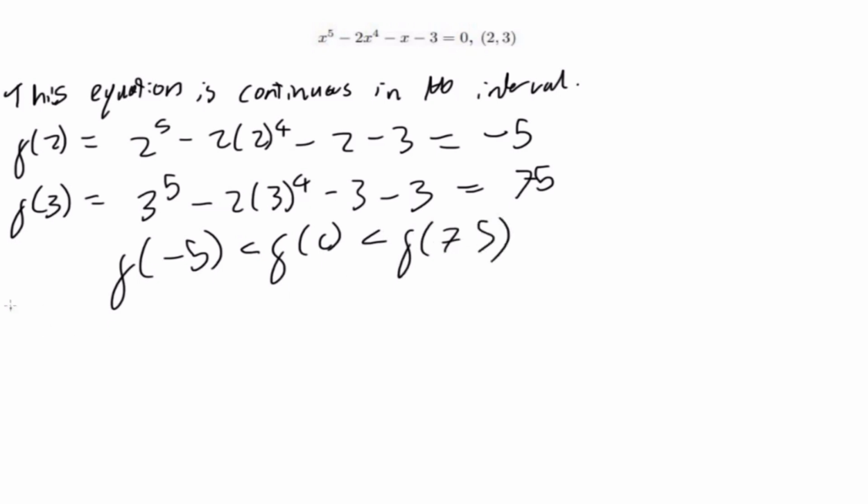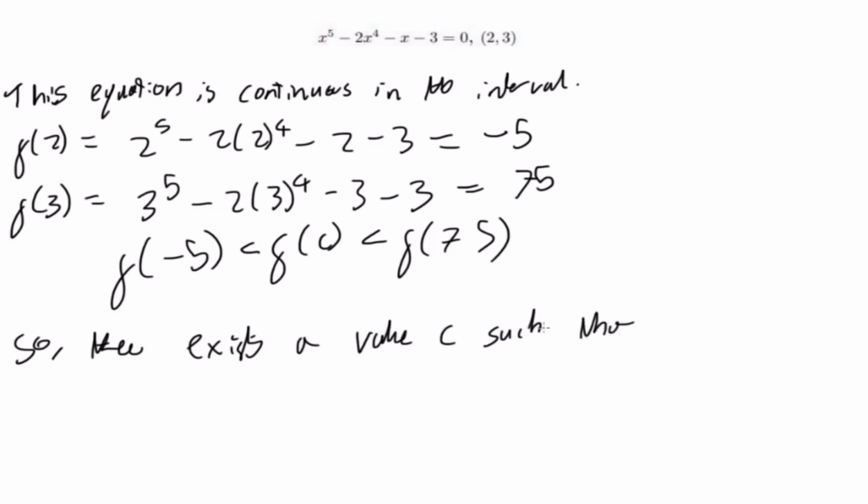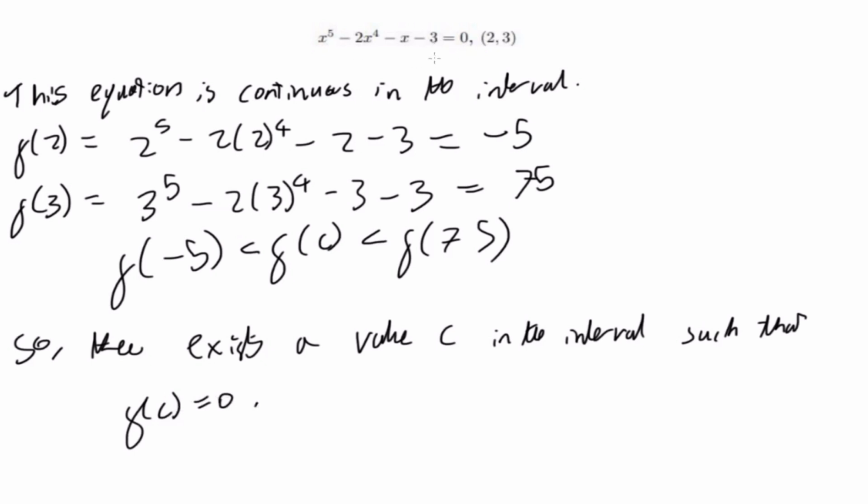So f of c is between f of 5 and 75, so there exists a value c, or actually what we should say is c in the interval such that f of c equals 0. So that's the root to this equation here. Let's move on to our third question here.